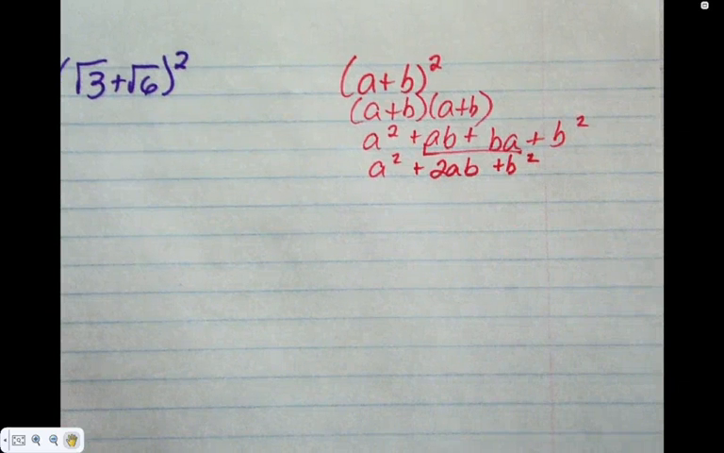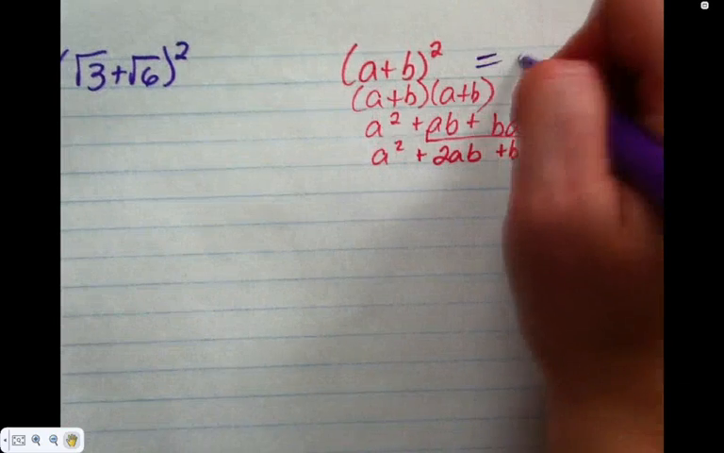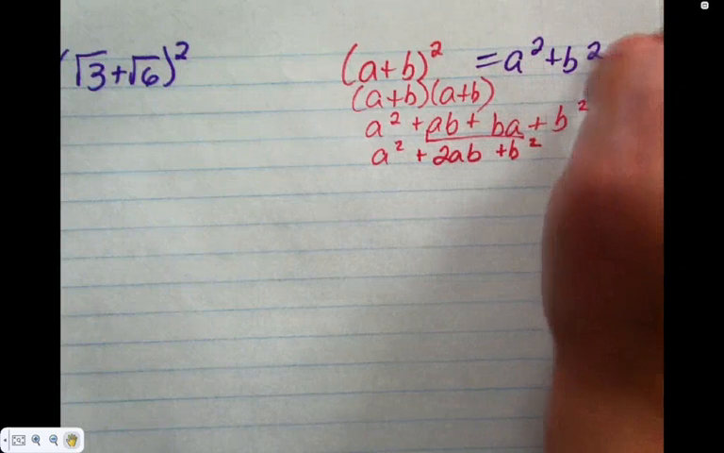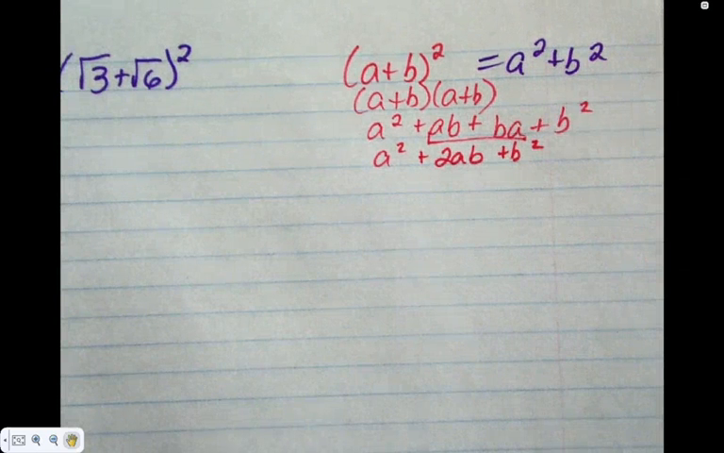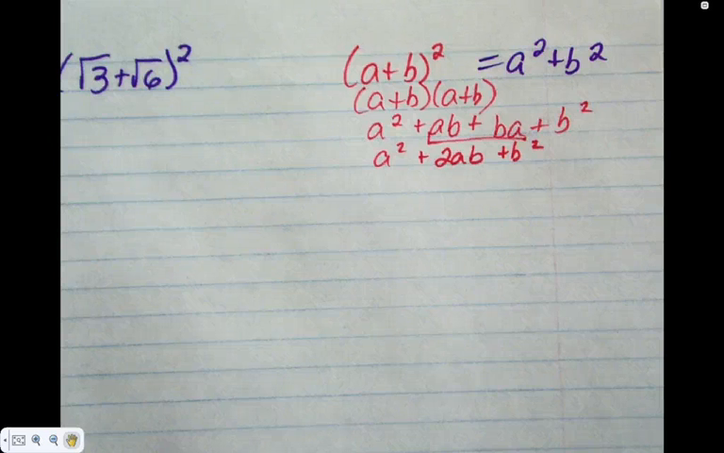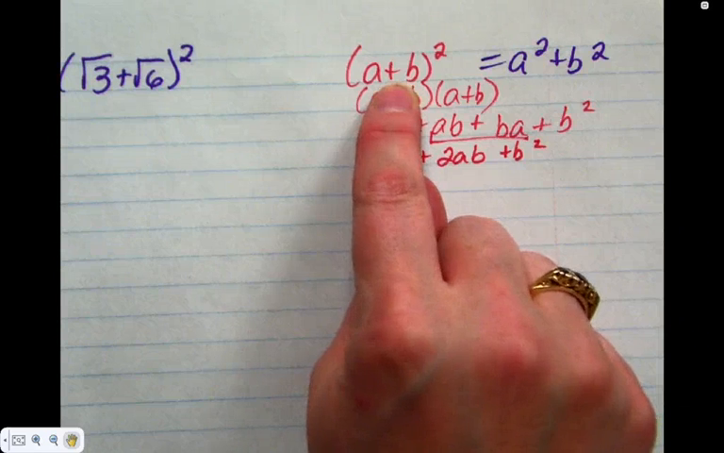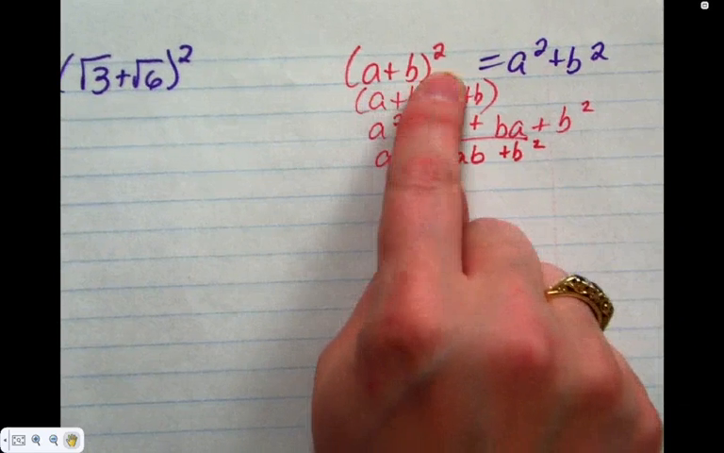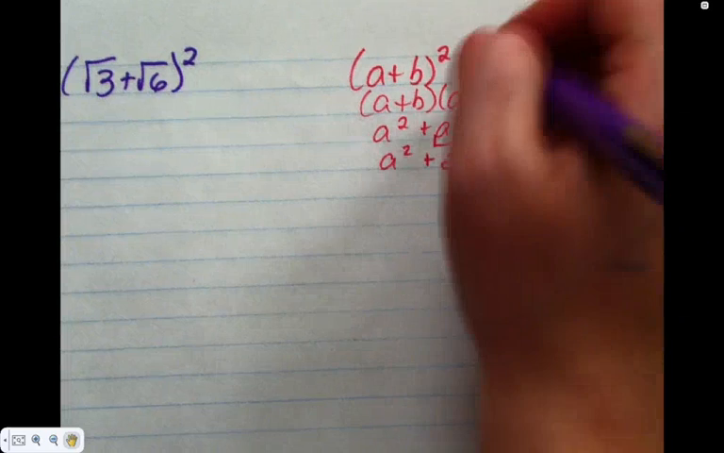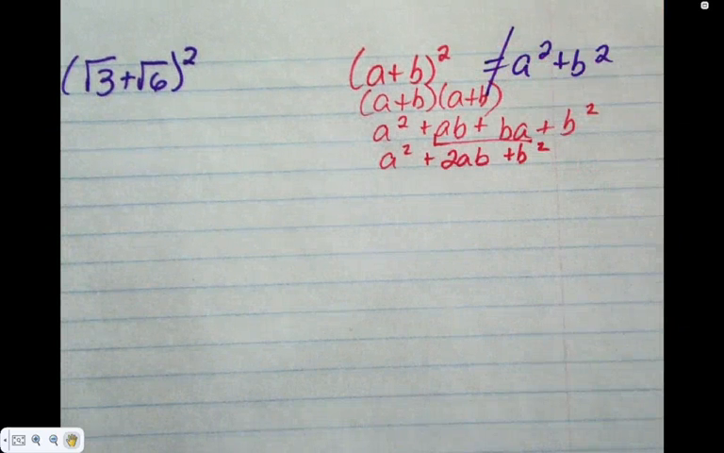The most common mistake is people are going to say that this is a squared plus b squared. So what have they done there to get a squared plus b squared? They've just distributed the exponent, and we don't have an exponent law when you're adding. We've got an exponent law when you're multiplying, you can just expand, but it doesn't work that way. So this does not equal a squared plus b squared.